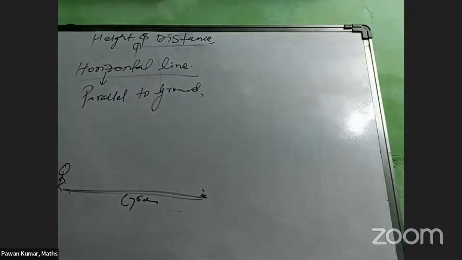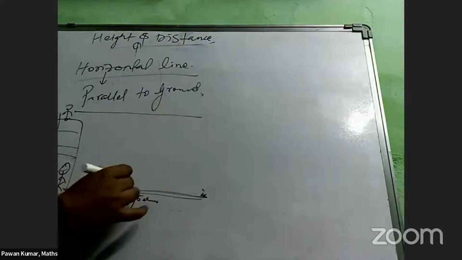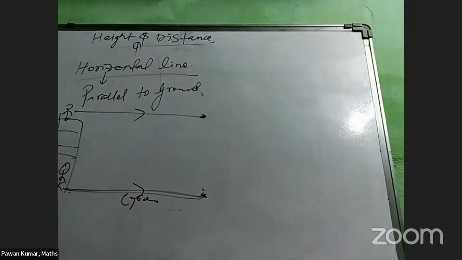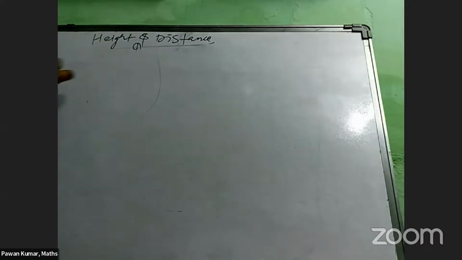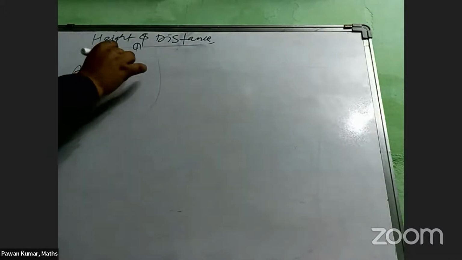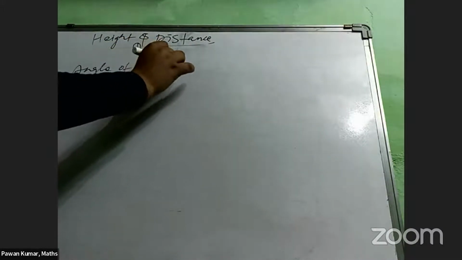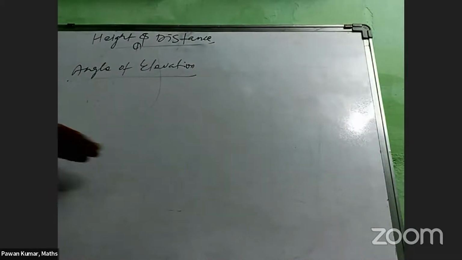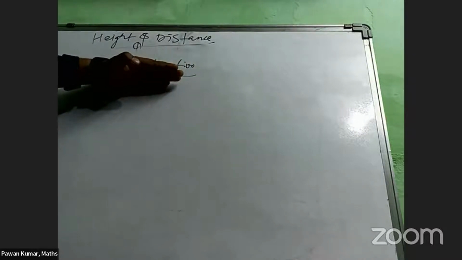But suppose you are standing on some building here, then your horizontal line will be parallel to this line simply. Correct. So this is all about the horizontal line, that is, parallel to the ground. Okay, so the next one is regarding the angle of elevation. Angle of elevation is nothing but when we are seeing the object just above your level.